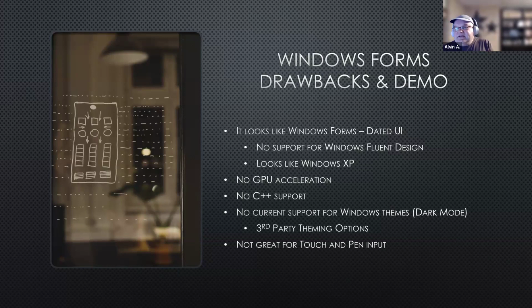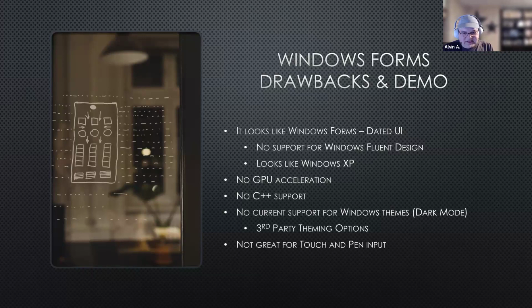And as of now, there's no built-in support for Windows themes. You don't get dark mode out of the box. There are some third-party theming options, but it's not going to automatically switch the UI for you when the user is switching their theme on Windows. And also, it's not great for touch and pen input. There are some things you can do, but the controls are not built for fingers.